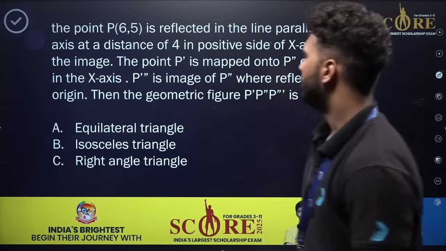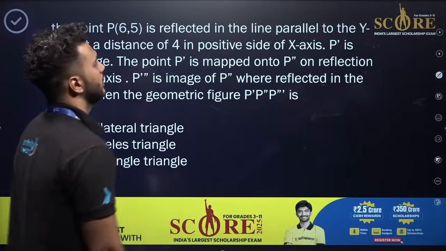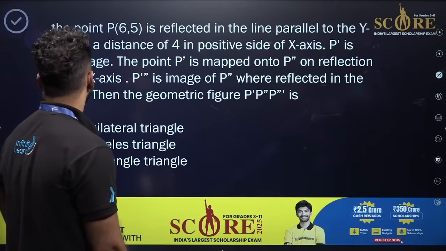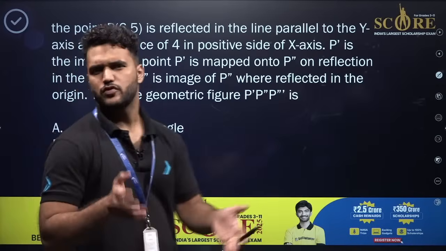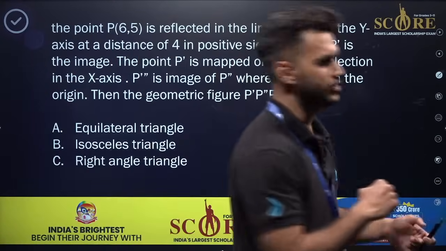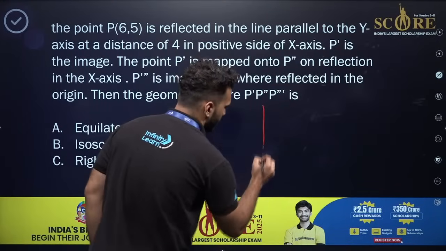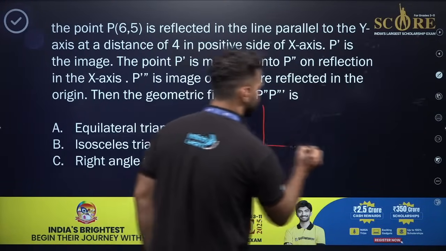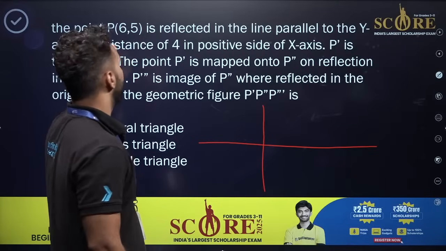Next, the point P is reflected in the line parallel to y-axis at a distance of 4 in positive side. Again, you have to understand the language of the question. Let's make our axes. Now, a line parallel to y-axis.